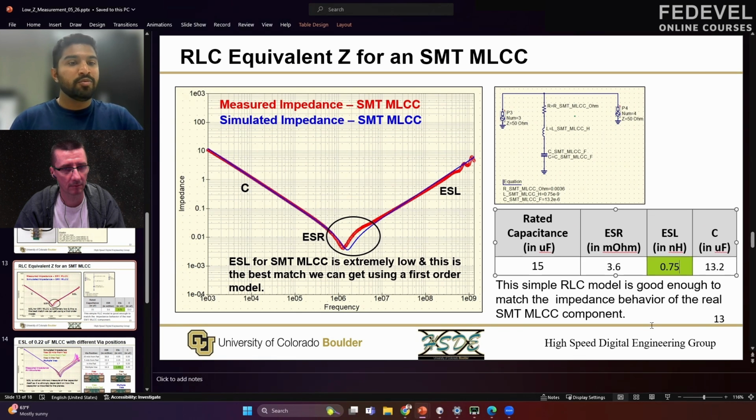Again, this being a surface mount component, we expect its ESL value to be low, somewhere in the 0.5 to maybe 1 nanohenry range, and we get that, which is what we expected. And the ESR value for this MLCC capacitor, we get as 3.6 milliohms, and that is also the kind of range that we can expect for MLCC capacitors. One thing I would like to point out is that while trying to get a really good correlation between the measured and the simulated data, we see a small discrepancy here.